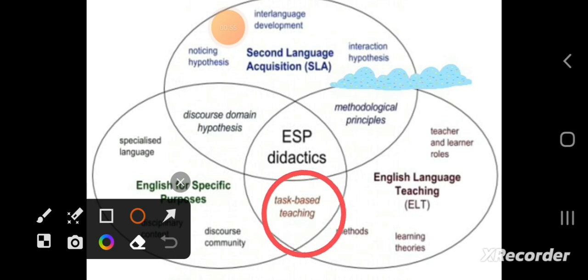Task-based teaching. An approach where language learning is organized around tasks that learners need to complete using the target language.